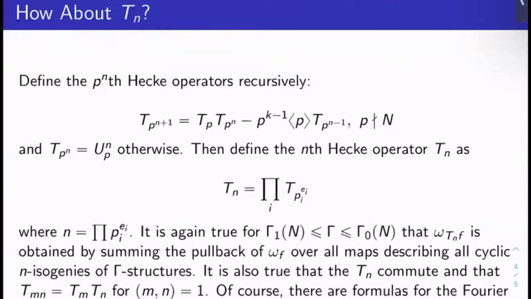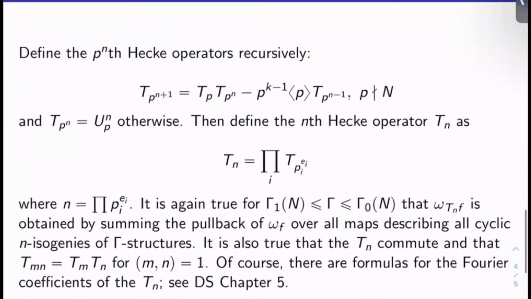We've defined pth Hecke operators for p prime. Are there nth Hecke operators? Yes, there are. The correct way of going about it is like this. First, you define p to the nth Hecke operators just recursively. So if p doesn't divide n, you define T sub p to the n plus first power to be T sub p times T sub p to the n, minus p to the k minus 1 times the composition of operators diamond of p, T sub p to the n minus 1.